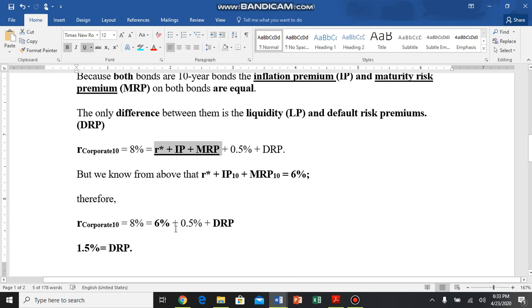So 8% minus 6.5% will be equal to 1.5%, and that will be the default risk premium for the corporate bond.